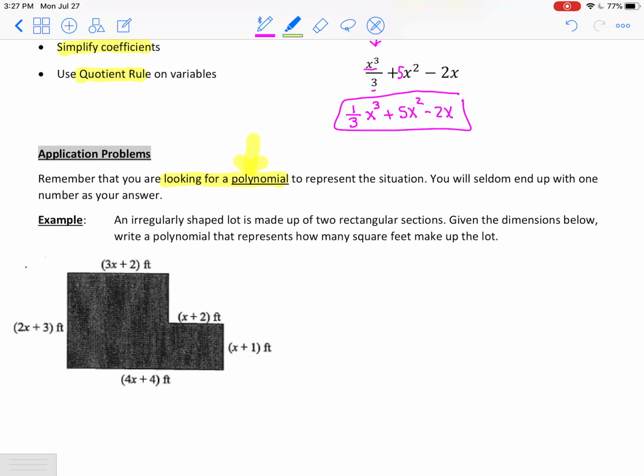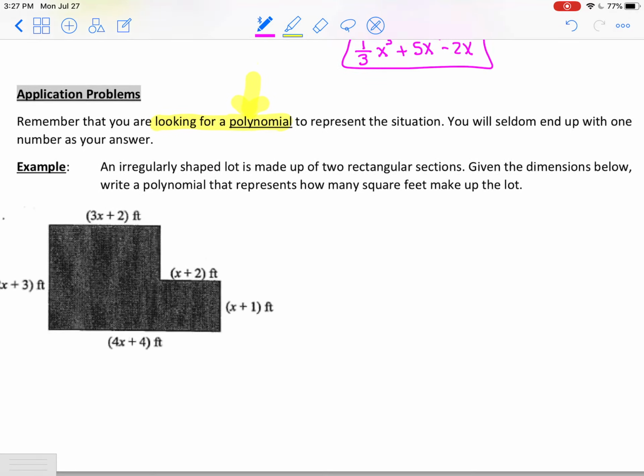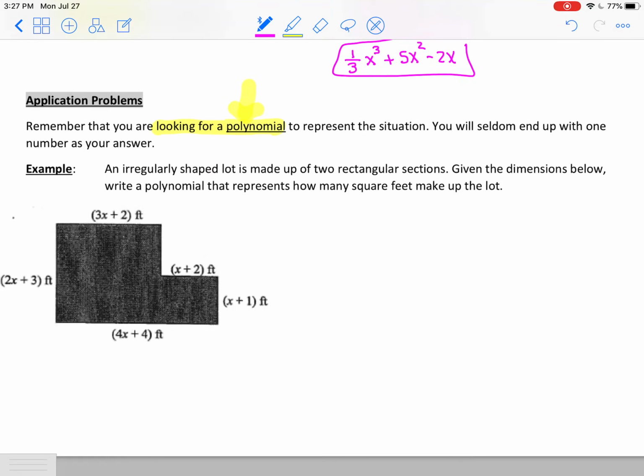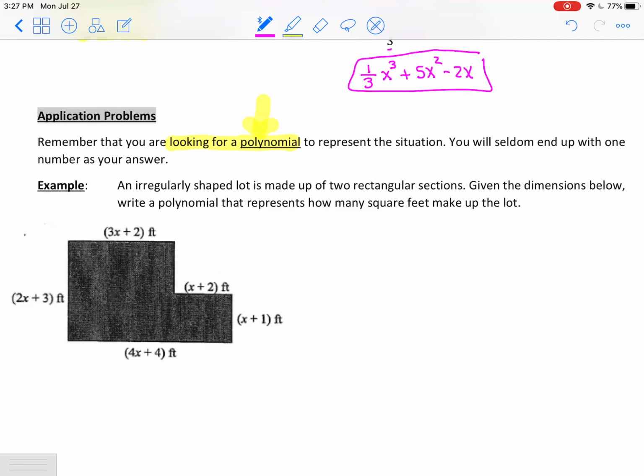Okay, let's look at our example. All right, so we have an irregularly shaped lot is made up of two rectangular sections. Okay, I cannot read. Let me start over. An irregularly shaped lot is made up of two rectangular sections. Given the dimensions below, write a polynomial that represents how many square feet make up the lot.